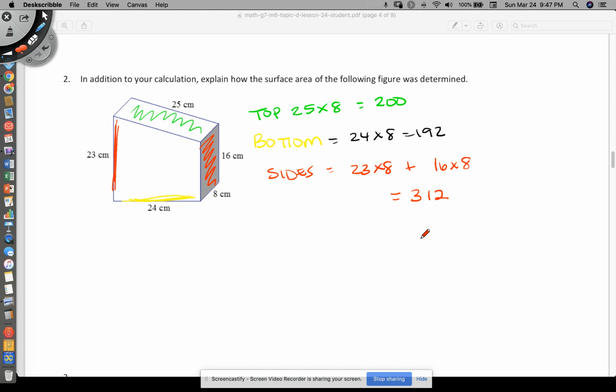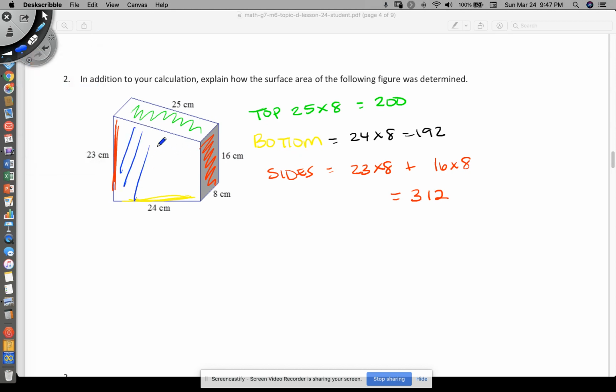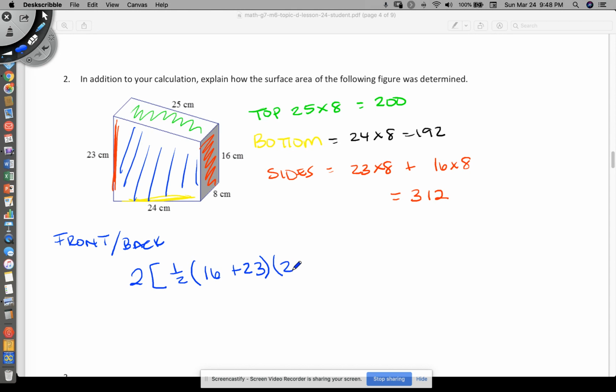Now, we're not quite completely done because if you notice, we have this front and back issue. I've done all the sides and everything, but my front and back, because it is a trapezoid type deal here, this is not a perfect square because if you notice, it has a slant in it. So for the front and back, we're going to have to solve it just a little bit differently. We're going to use this formula where we say 2 times the quantity of half times, and then we're going to do 16 plus 23, and then multiply that by 24.